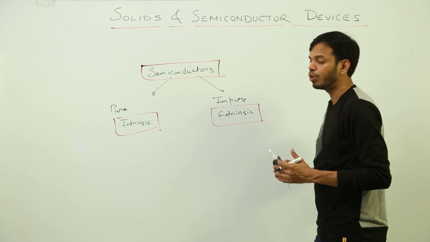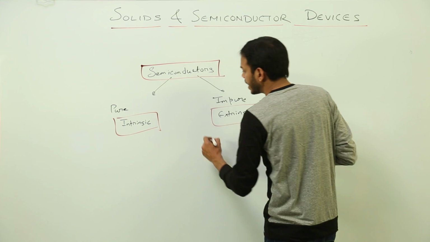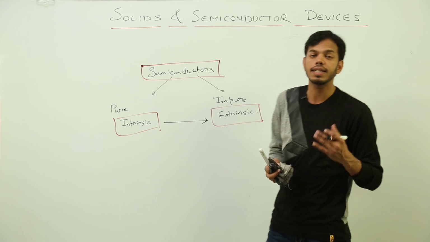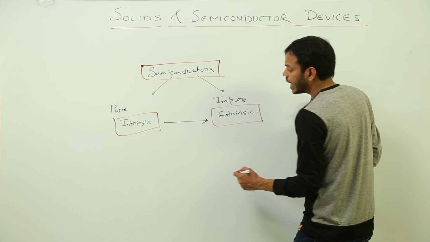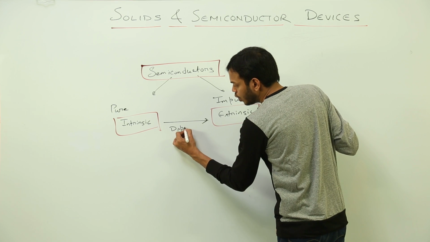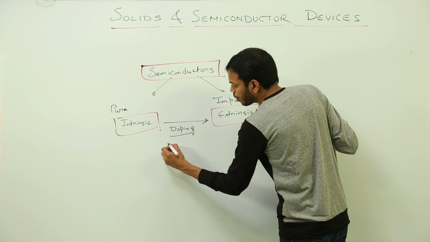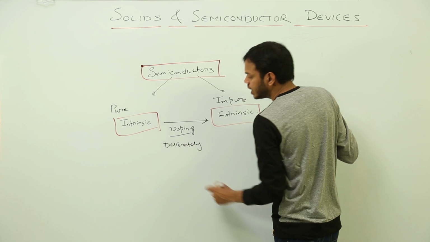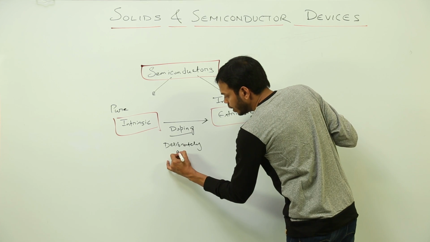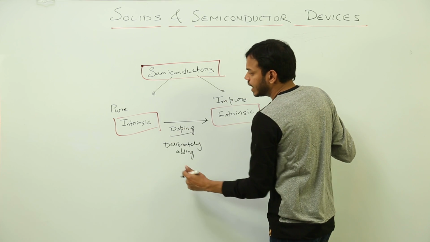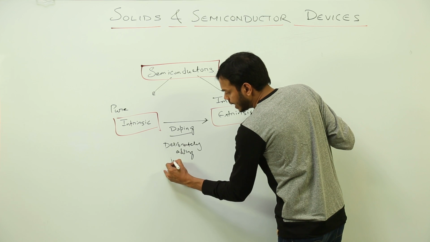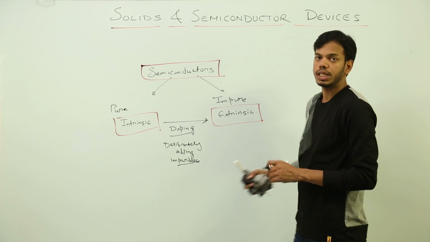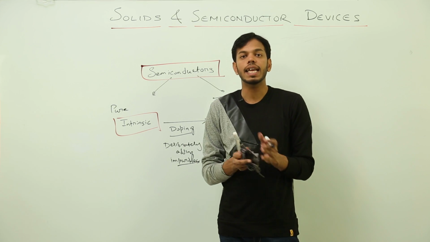Why do we add impurity atoms? Yes, we deliberately add impurity atoms into intrinsic semiconductors to convert them into extrinsic ones to enhance their electrical conductivity. We are going to study about that as well. This process is called doping. What is doping? It is the process of deliberately adding impurities to enhance the electrical conductivity of an intrinsic semiconductor. What does the word deliberately mean? It means by will, but in a calculated way.